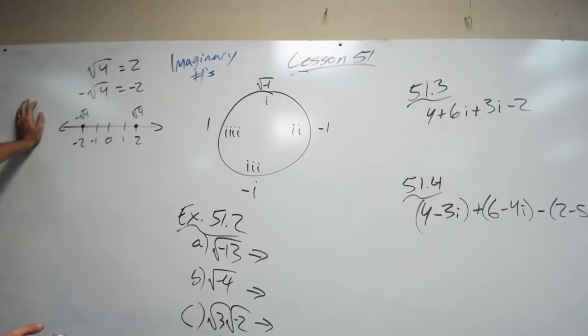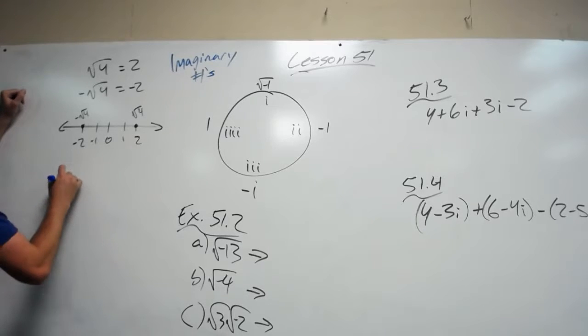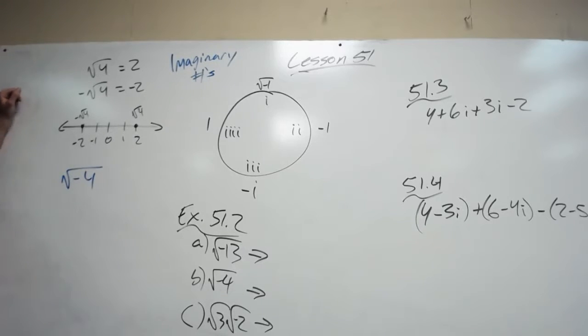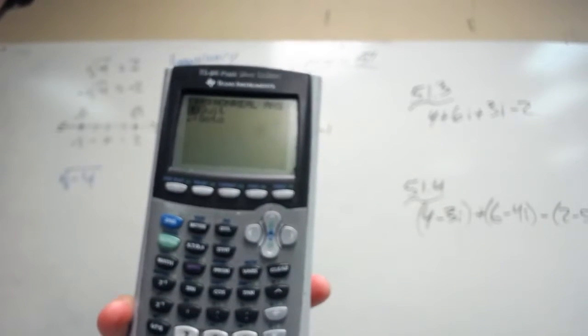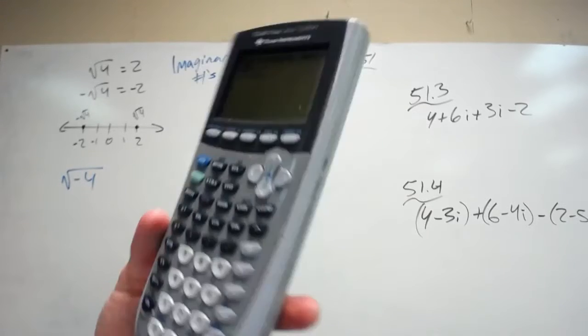But what if we had a square root of negative 4? Well, if you actually put that in your calculator and said square root of negative 4, it would say error, non-real answer, aka it's an imaginary number.